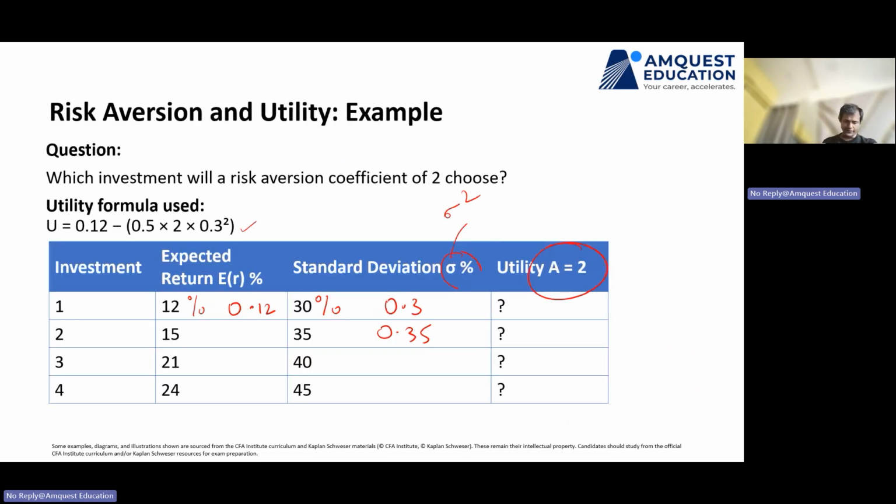I think they've given you this example once. This example is for situation 1. So 0.12 minus 0.5, which is the formula, into 2, which is the aversion, into 0.3 square. So this is the utility for 1. Similarly, find out for 2, 3, and 4. You'll get the answers, and based on that, you can find out whose utility is greater. Clear? Quickly solve that, guys. Tell me what's the answer.